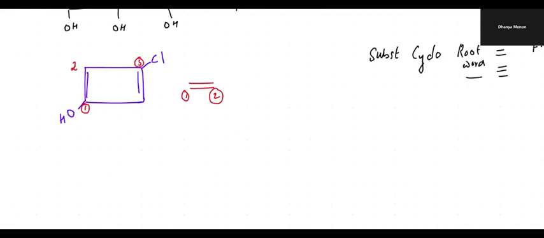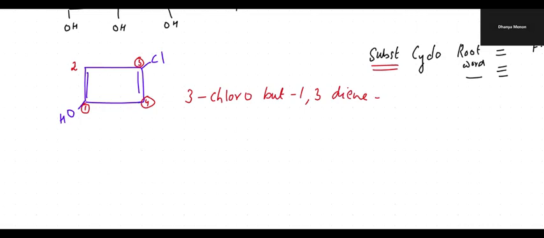Now, what would be the name? So at the 3rd position, the substituent will be numbered first. So at the 3rd position, I have chloro. Buta is the root word. Then I have double bonds at 1 and 3 positions, diene. 1-ol. Okay. So this is how we do the naming of the alcohol.